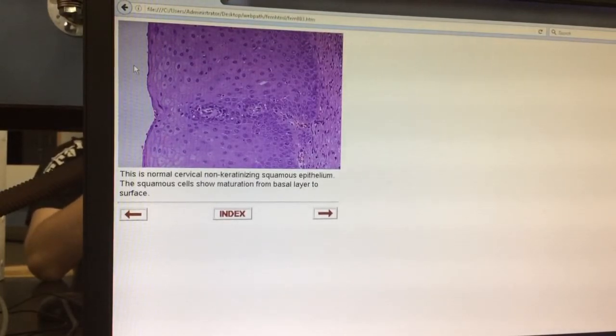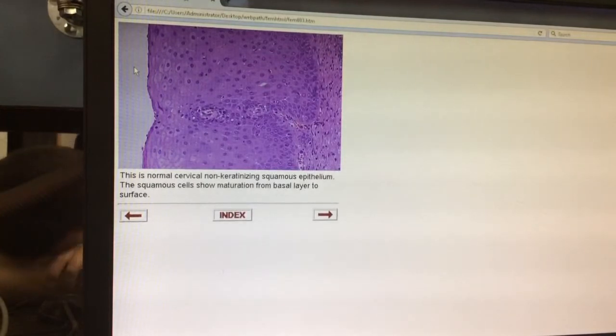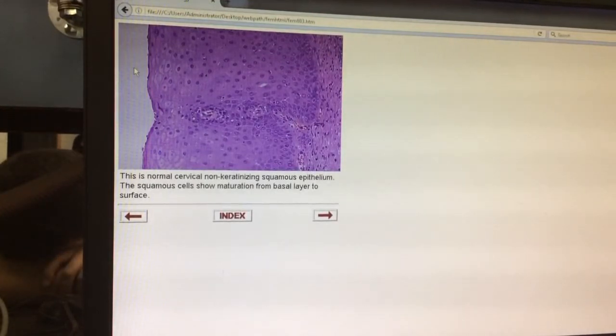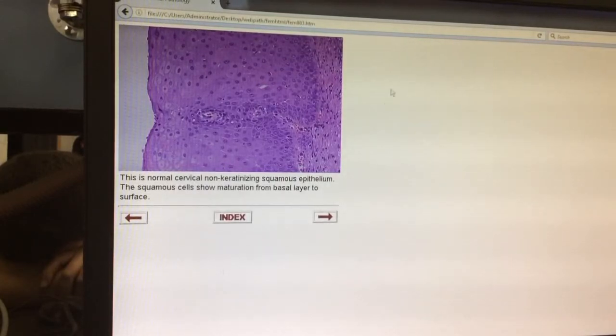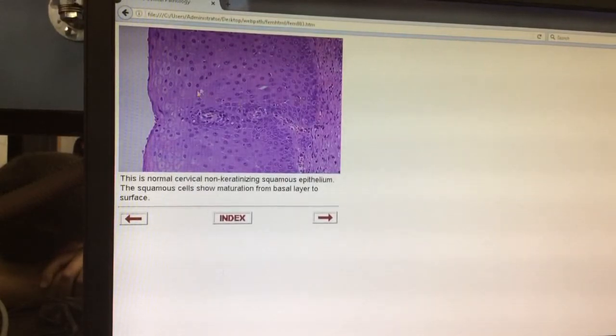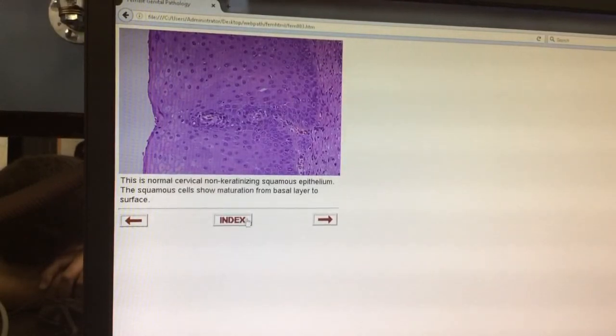Usually keratinized squamous cells are found on exposed areas, for example the skin, to protect it. The ectocervix is not exposed to the air, so it shouldn't be keratinized. So this is stratified squamous non-keratinized epithelium, which is normal in the ectocervix.